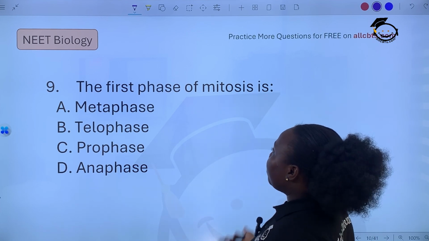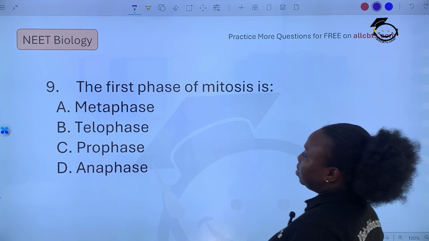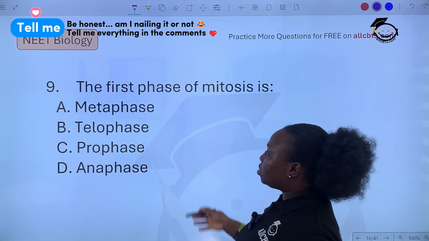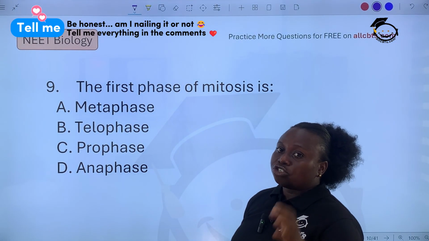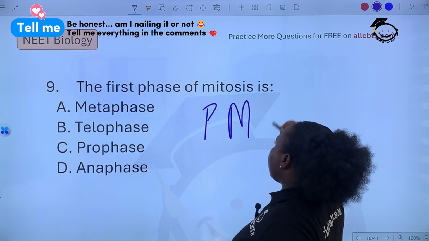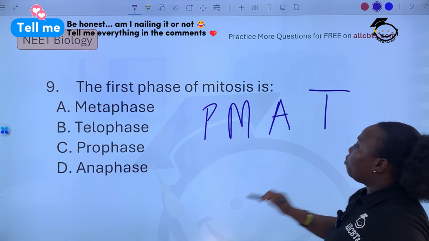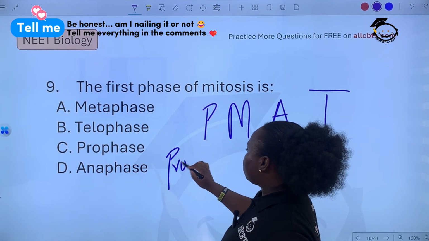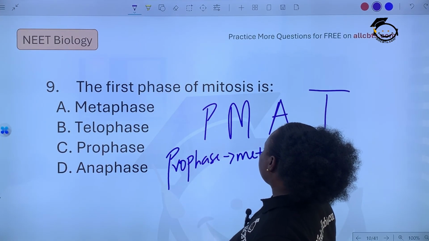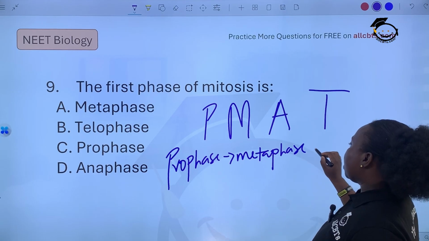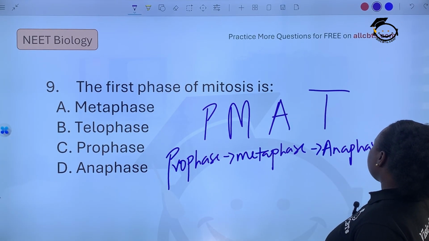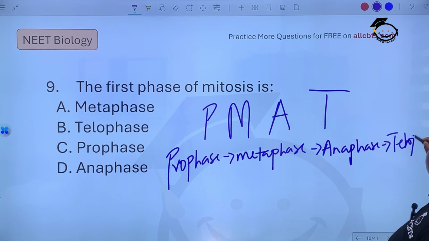Number 9, the first phase of mitosis is what? Now, how do we arrange these phases of mitosis? Now, there's a shortcut you can use. That is PMAT. Now, P is for prophase, M is for metaphase, A is for anaphase and T is for telophase.